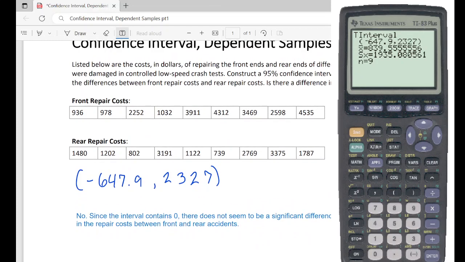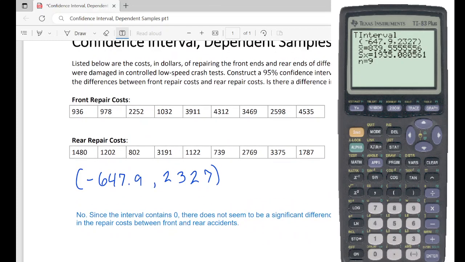And that is how you can answer a question like that just looking at the interval. Again, because the interval has a negative number and a positive number, it contains the number 0. And the only way to contain 0 is for the numbers to be the same because we are subtracting. So if they're the same, it'll have 0. So that's why we can say that there is no difference in the costs.